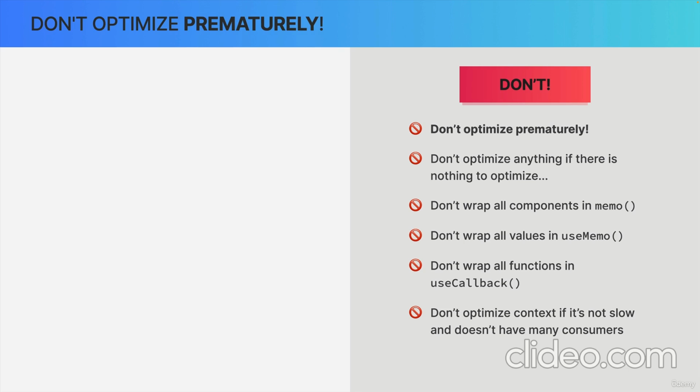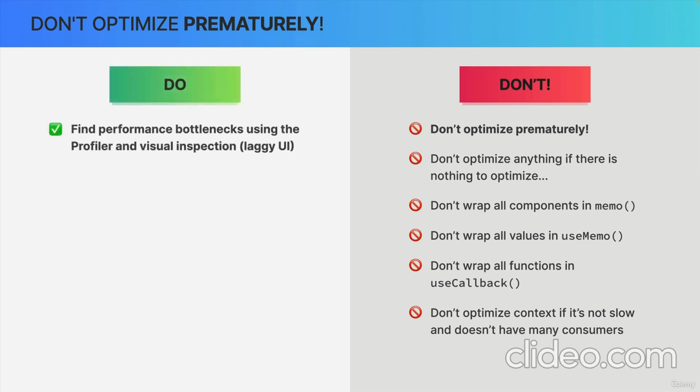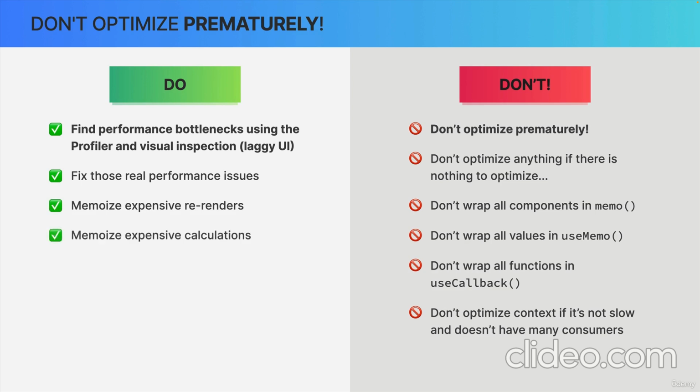Instead, what you should do is to find actual performance bottlenecks using the profiler tool that we learned about in this section, or even better, identify problems visually. For example, when you see a laggy and sluggish UI. Because then you can focus on those real performance issues and fix them. For example, by memoizing expensive re-renders or expensive calculations.